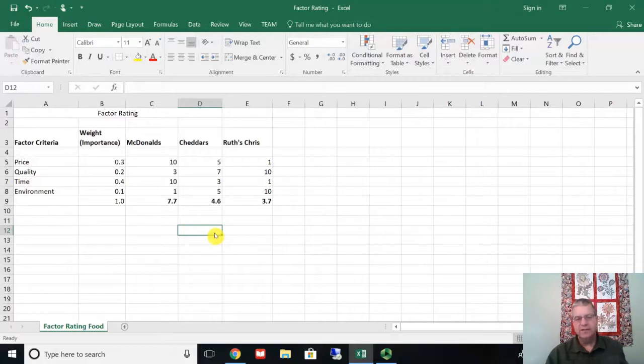Let's take a look at what might happen if our priorities change, and that's one of the reasons to do this in Excel. We could have done this by hand, and maybe for that first example, we could have used a calculator, a pencil, and a piece of paper and done it by hand. But now I say, well, oh, wait a minute.